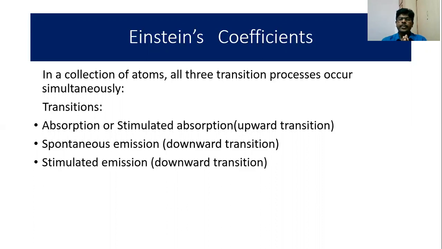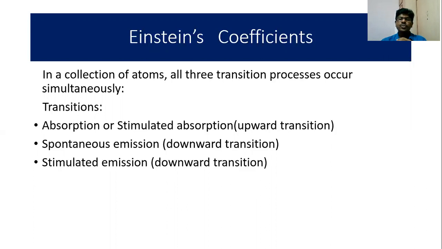So when you have a system, you give energy to the system. Then the atoms will absorb energy and go from lower energy state to the higher energy state. Next, from the higher energy state, they will come down to the lower energy state either by spontaneous emission or by stimulated emission. What is spontaneous emission? Particles can come down from the higher energy state to the lower energy state by themselves. They don't require any external energy to do it.